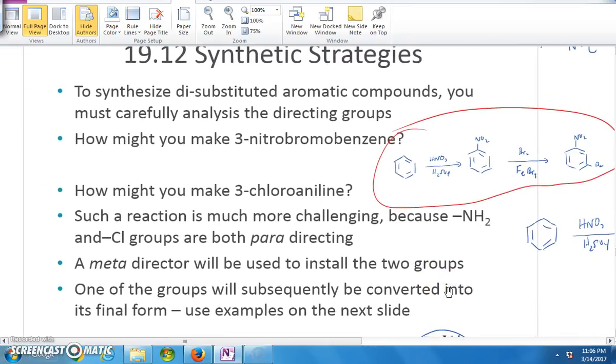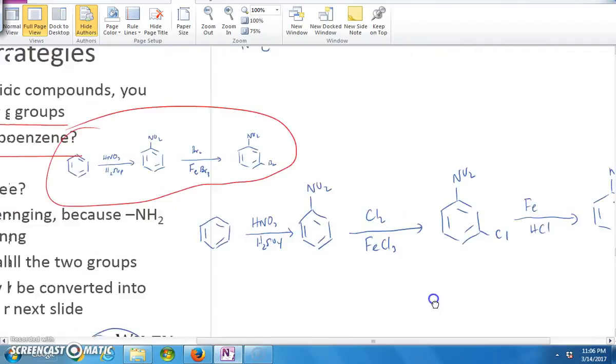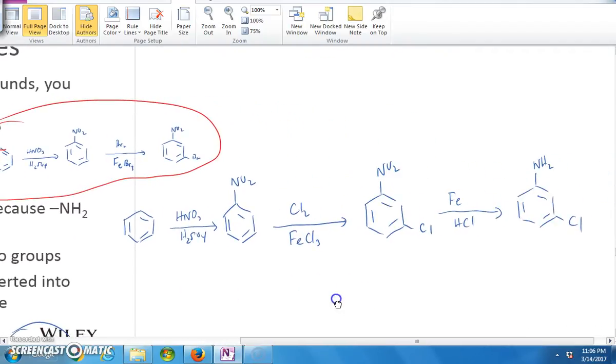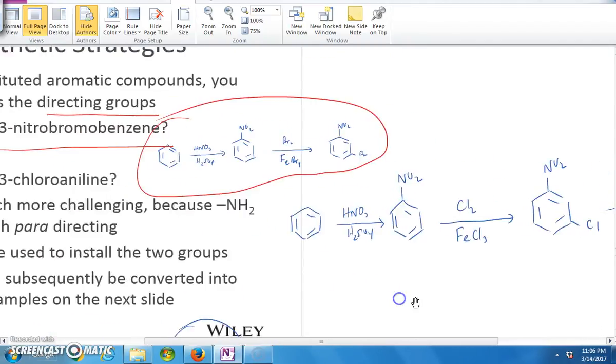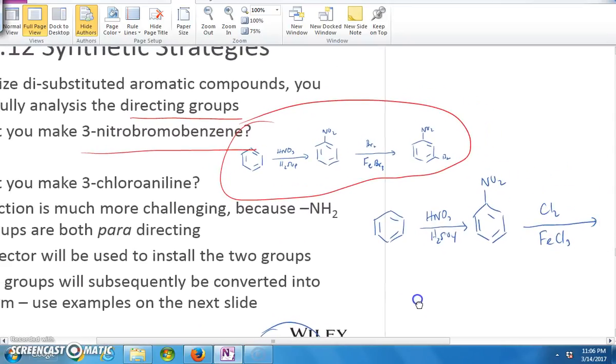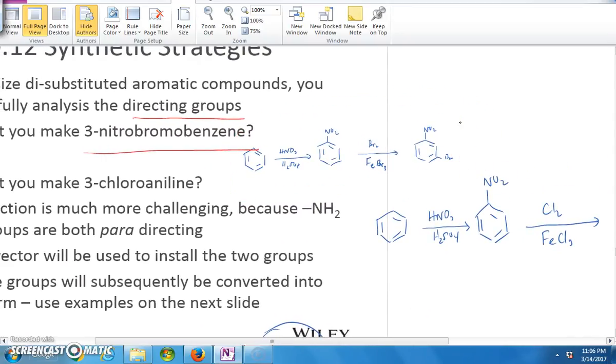Now, to synthesize di-substituted aromatic compounds, we must carefully analyze the directing groups. For instance, if you want to make 3-nitrobromobenzene, the first thing you want to do is introduce the nitro group, which is a meta director, right? And then you can introduce the bromine.